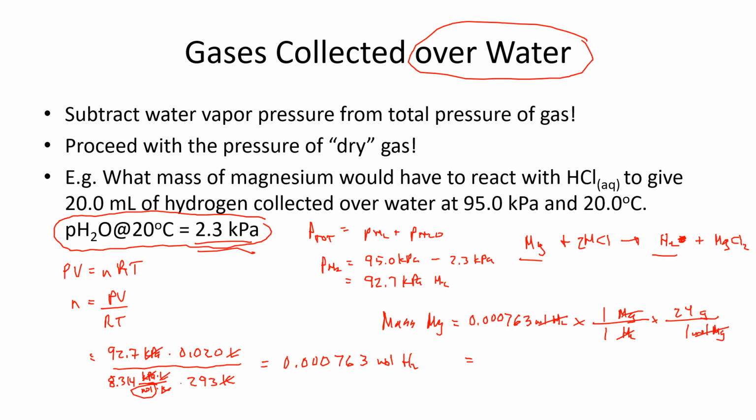Looks good, let's work it out. So times 24 equals a very tiny mass of magnesium. 0.0183 grams. There we go. All right, that's about as tricky as it gets.